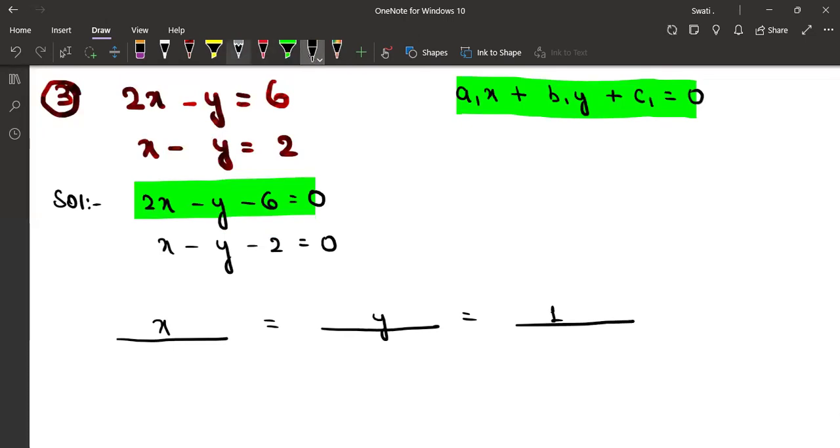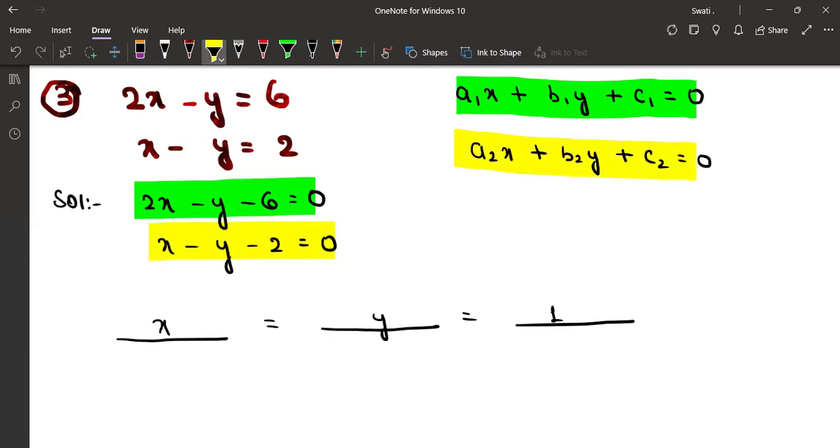The second equation: a2x plus b2y plus c2 equals 0. Correct. So Manya, are you understanding? Why are we doing this? Just because we want to write down the formula. Clear? Okay.